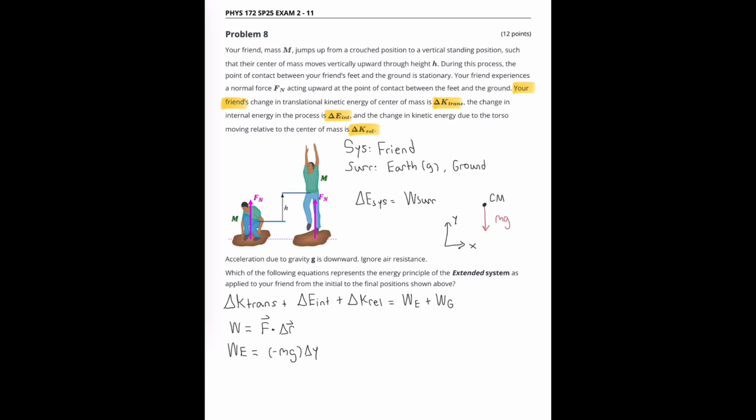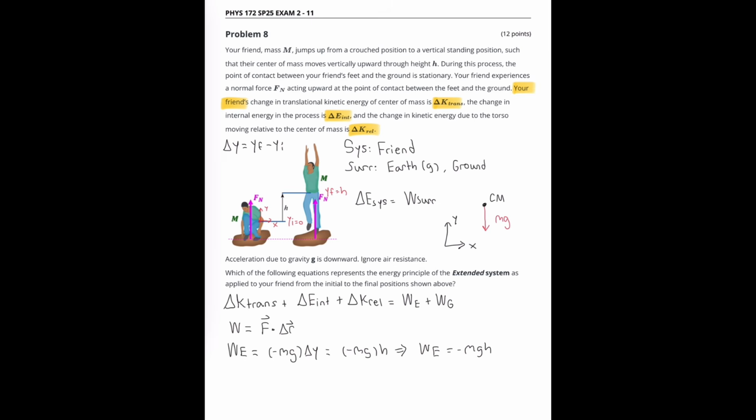So our delta y is equal to the final minus initial. Our initial is equal to 0 if we start the coordinate system here, x and y, and then our final y is equal to h. So this will be equal to minus mg times h. So the work done by gravity, or the Earth, is equal to minus mgh.